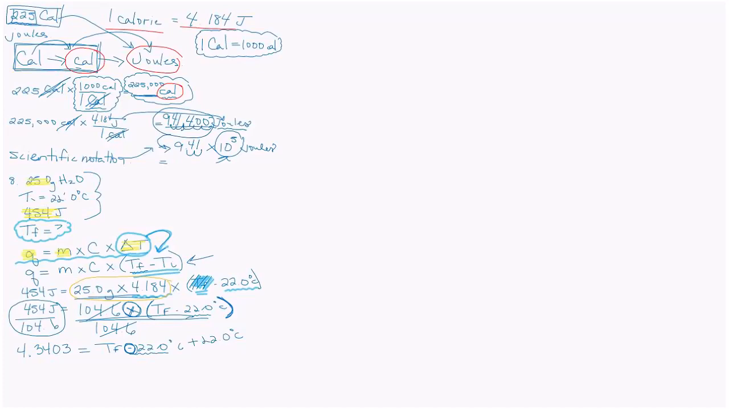So when I take negative 22 degrees Celsius and add 22 degrees Celsius, that gets rid of it on this side because that's going to give me 0. And whatever I do to one side, I have to do to the other. So if I added 22 degrees on the right side, I'm also going to add it to my left side. So that's going to give me 4.3403 plus 22 degrees, and I'm going to get 26 and some change. 0.34 is equal to my T final.